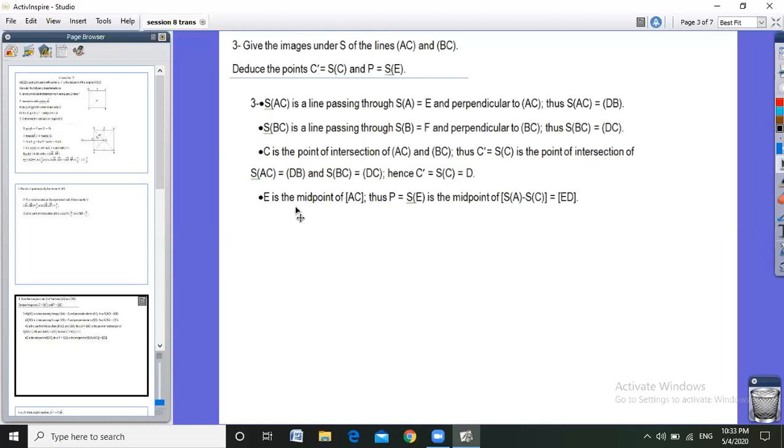S of E: E is the midpoint of AC, then its image is the midpoint of S of AC. S of AC is ED, we get P, midpoint of ED.